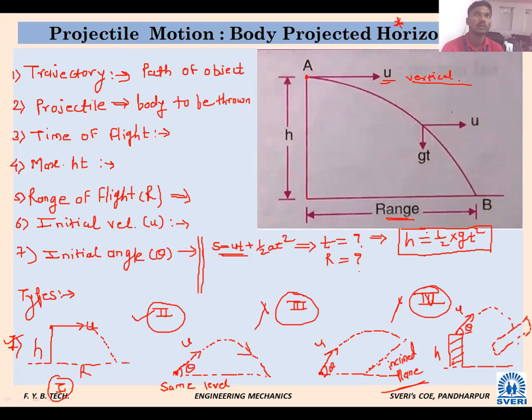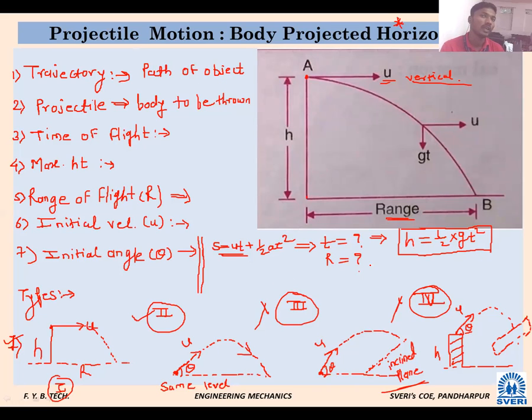If you know how it comes, fine; otherwise you can simply remember h is equal to 1 half g t square. In this formula, h is the height through which that object is raised. And t is the time taken by the object to reach the ground. That is time of flight.